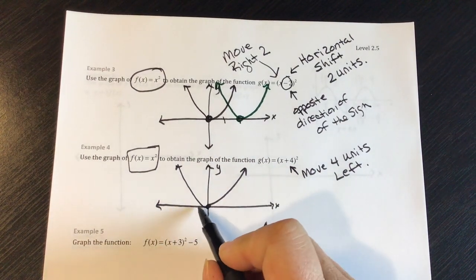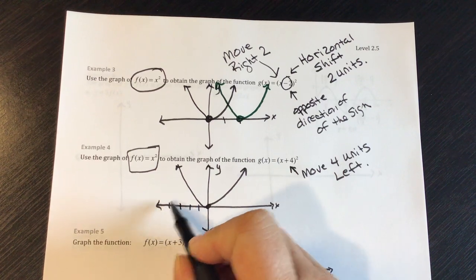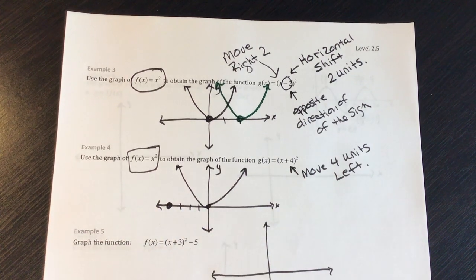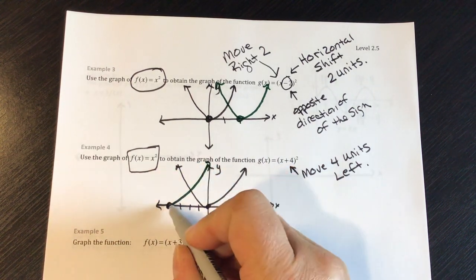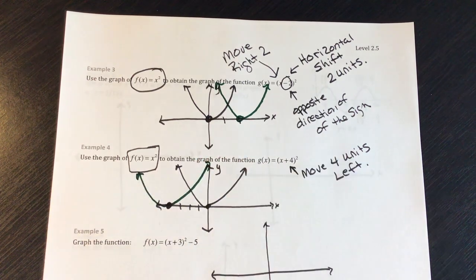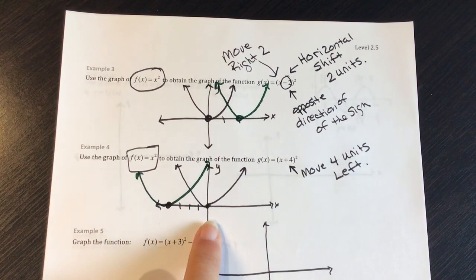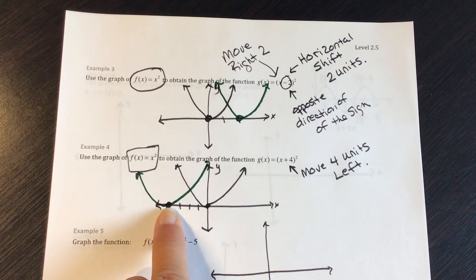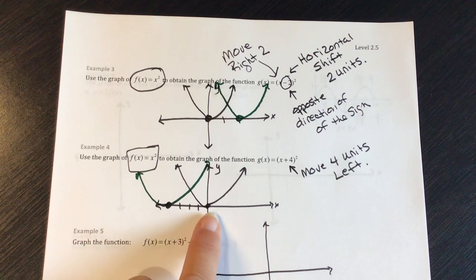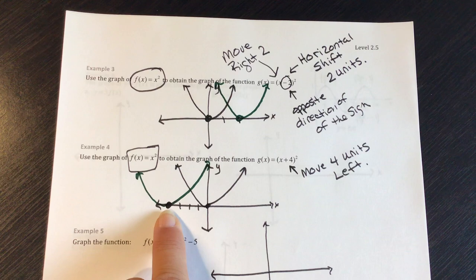So if I start here and count 4 units to the left, here's my new vertex. And I'm going to graph that parabola as best as I can that matches this. Okay, I'm taking this whole parabola and shifting it 4 units. I don't have to do it point by point. I can just do it by where the vertex is and where it needs to move.